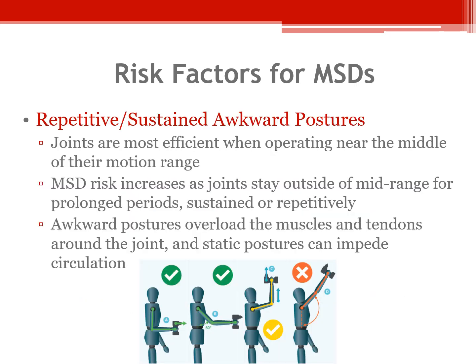The next major category of risk factors are repetitive and/or sustained awkward postures. As I said before, joints are the most efficient when they're operating near the middle of their motion range. That's where metabolism and nerve conduction and just overall function are best, avoiding a lot of strain on tendons and ligaments. Generally, joints work best in the middle of their range.